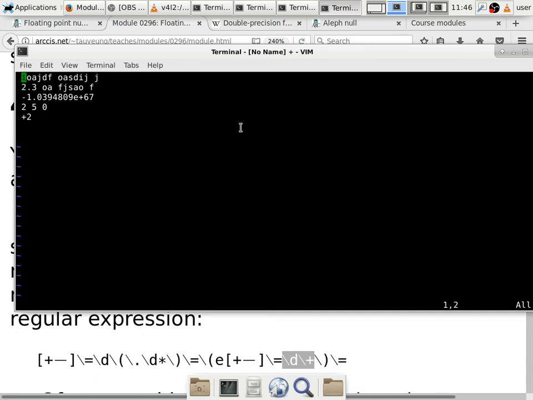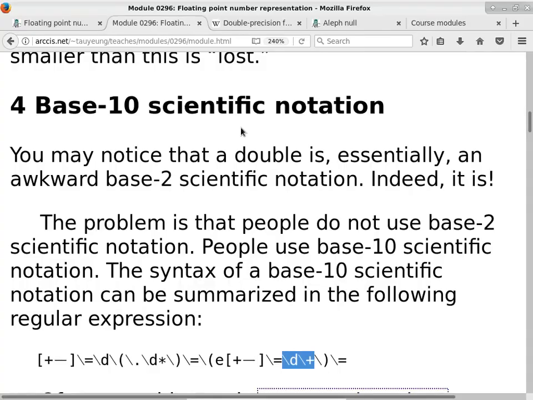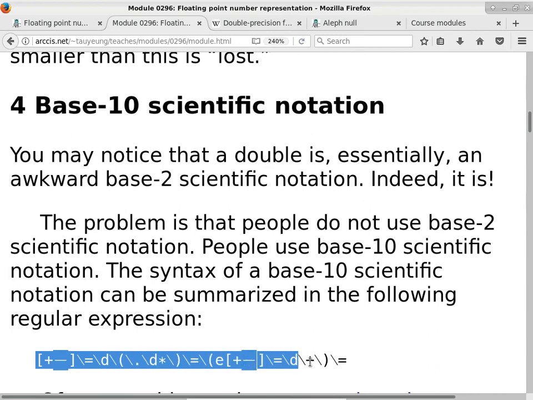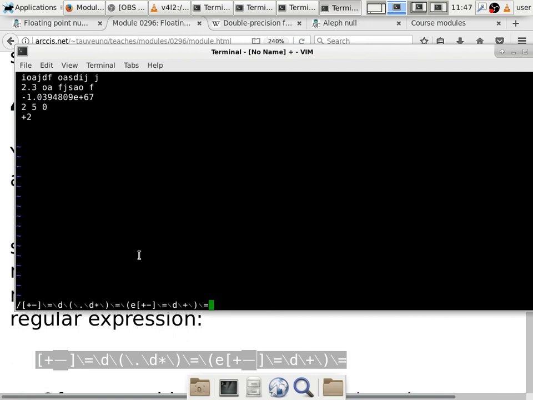What I'm going to do next is use the slash command in VI, which is search. Whatever pattern you specify after the slash can be literal, and can also be a regular expression. So I'm going to go into my class notes. I'm not going to type all this, so copy and paste. The question is, is it going to find the 2.3, the negative 1.0394809D plus 267, the 2 individually, the 5 individually, the 0 individually, and then the plus 2? We'll find out.